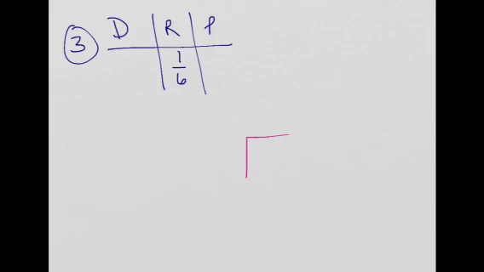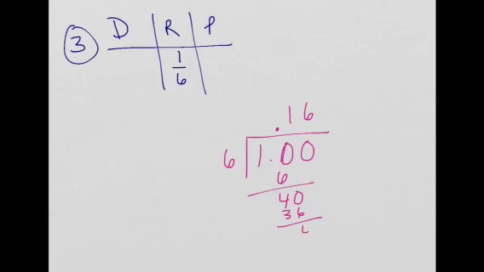1/6 changed to a decimal. We're going to put our 1 in and our 2 zeros. 6 outside. 6 goes into 10 1 time. 6 goes into 40 6 times. 36. 6 times again. 36. And you'll notice that the 6 is repeating.